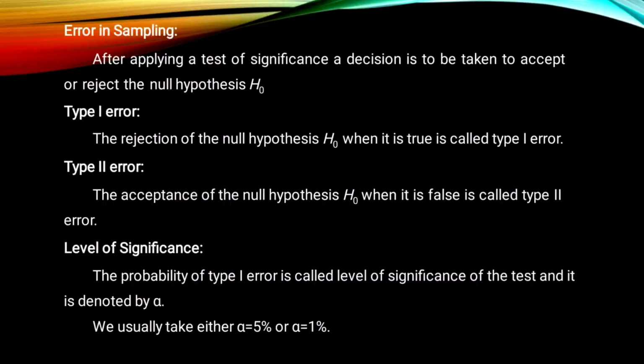Error in sampling. After applying a test of significance, a decision is to be taken to accept or reject the null hypothesis. So we have two types of errors: type 1 error is a rejection of null hypothesis H naught when it is true, and the type 2 error is the acceptance of null hypothesis H naught when it is false. For this corresponding error, we have the level of significance, which is denoted by the symbol alpha, and normally if this level of significance is stated in the question, then we can consider that, or else generally we consider alpha equal to 5%.